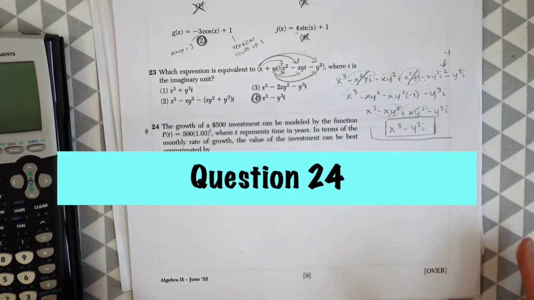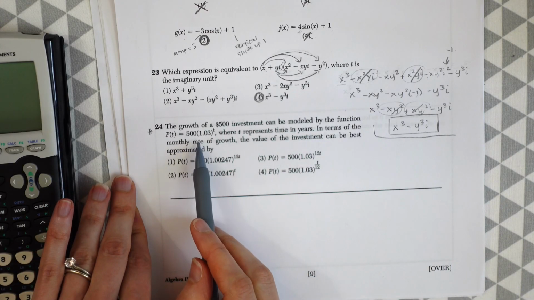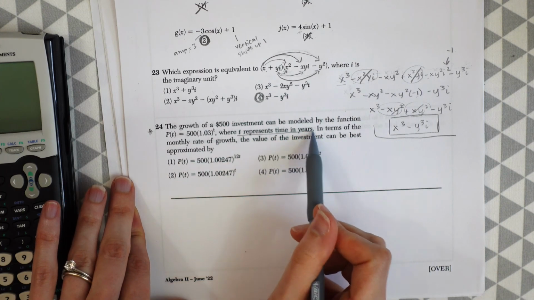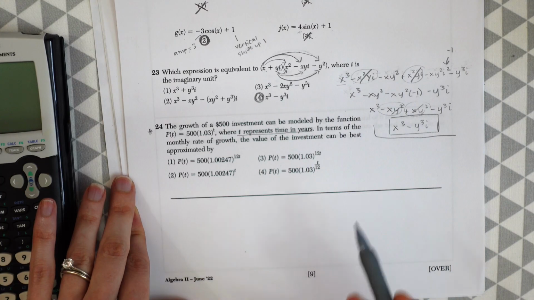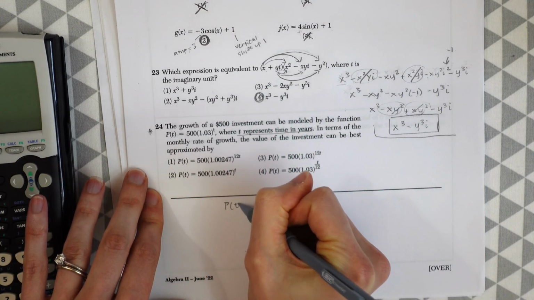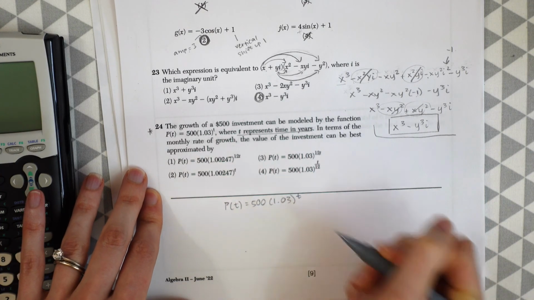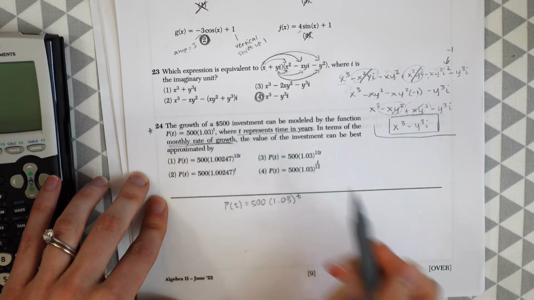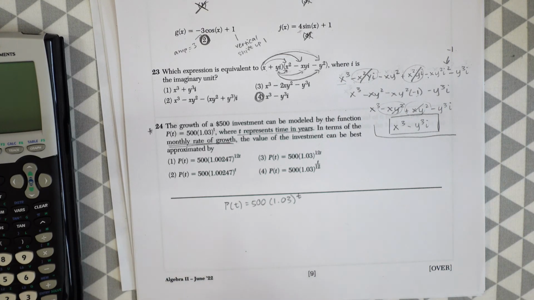Question 24. The growth of a $500 investment can be modeled by the function P of t equals 500 times 1.03 raised to the t, where t represents the time in years. In terms of the monthly rate of growth, the value of the investment can best be approximated by, and then we have all these different answer choices. So let's write out what we're given. P of t equals 500 times 1.03 raised to the t, and we want to find out the monthly rate of growth. So we just need to convert this and change it based on the month.